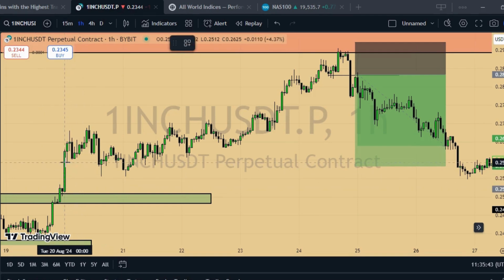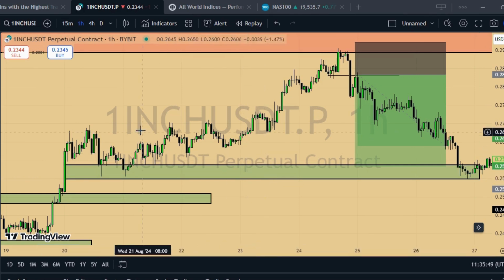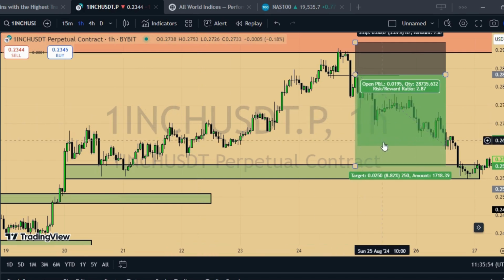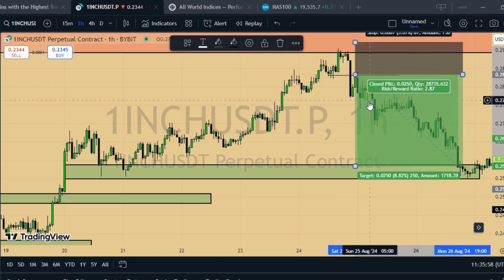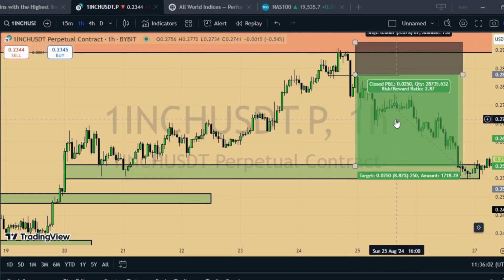The next level. Don't be greedy. This is a support. Here is a support. Here is my TP. And if you check very well, price came down here to hit my take profit.